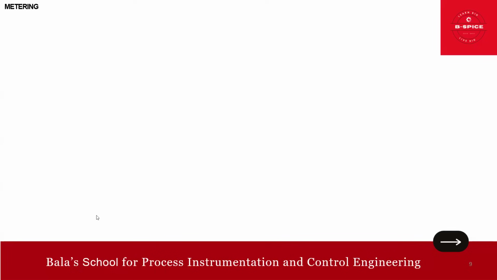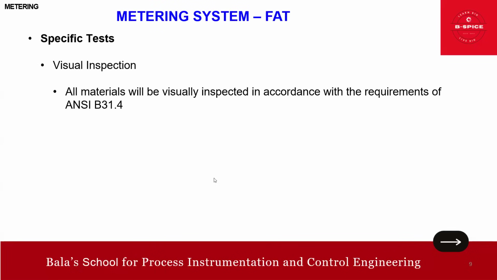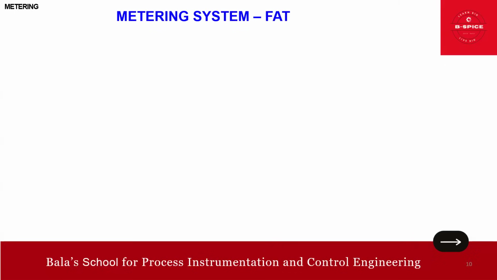Then we have visual inspection. Yes, all material will be visually inspected in accordance with the requirements of ANSI B31.4. Also remember, this inspection includes check for physical damage both before and after fabrication. Okay. Then we also have a couple of tests actually.